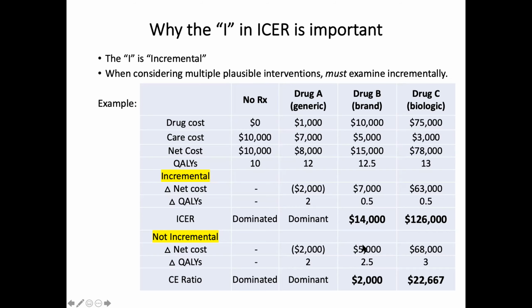But if you compare drug B to no treatment directly, then the ICER, or the cost effectiveness ratio, is 2,000 instead of 14. So they're both cost effective, but they're pretty different. But if you do the same thing for drug C, the biologic, then the cost effectiveness ratio is 23,000, which is quite attractive, but it's misleading because you're ignoring the fact that you have the option to do drug A and drug B. So these direct comparisons to the no treatment option are misleading and bad practice and shouldn't be done.